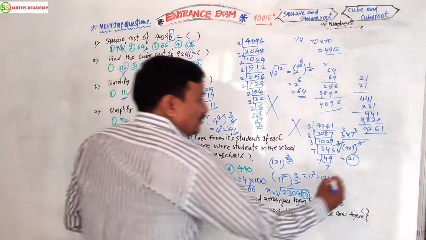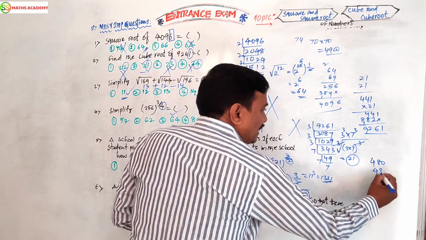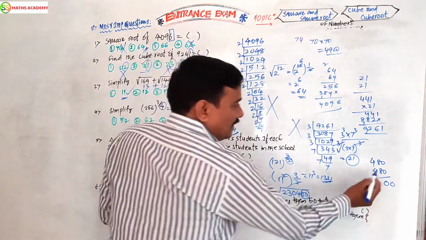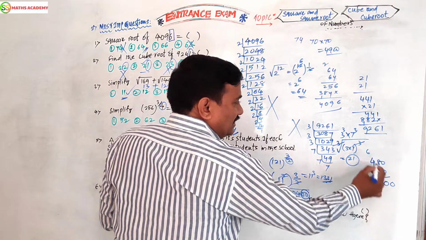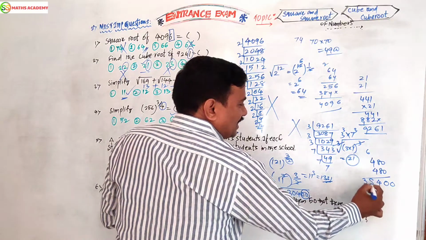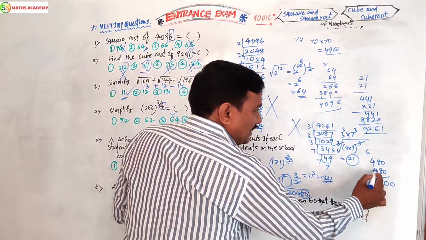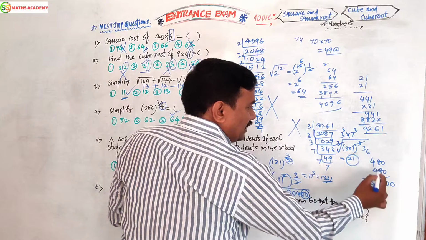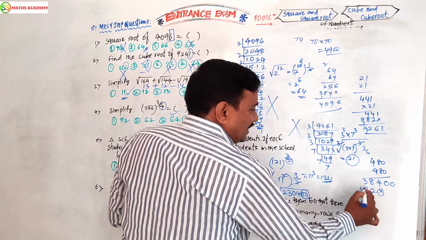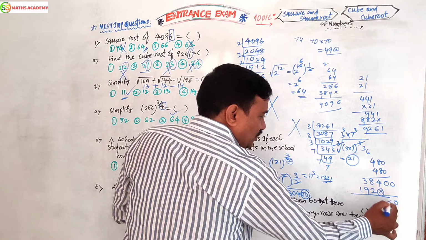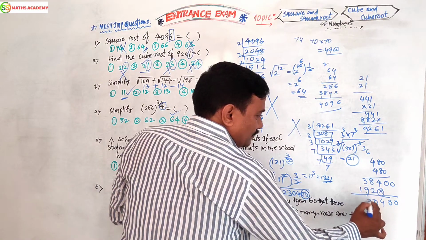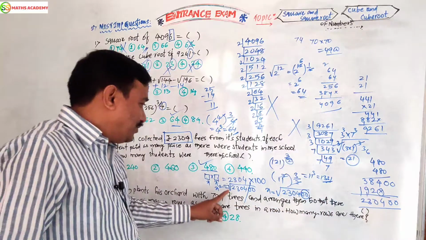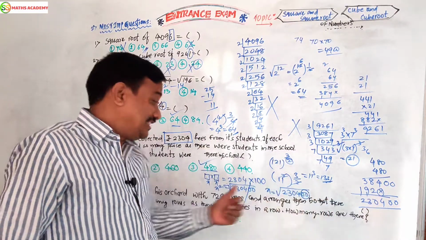You check it now. 480 into 480. I said 2 zeros you write separate. These 2 zeros you write separate. 8 8s are 64, carry 6. 8 4s are 32 plus 6 is 38. Next, 4 8s are 32, carry 3. 4 4s are 16 plus 3 is 19. Now write 2 zeros as it is. We got it. This answer will be 230400. Got it?